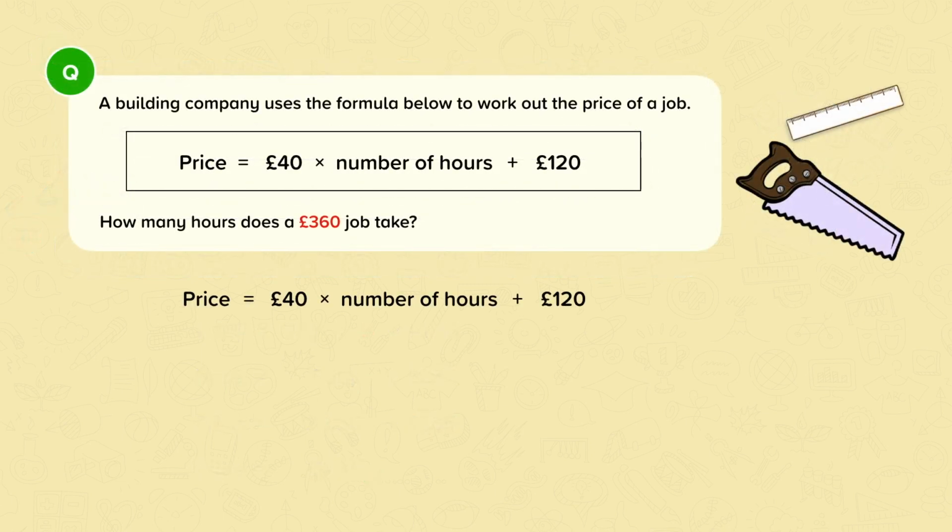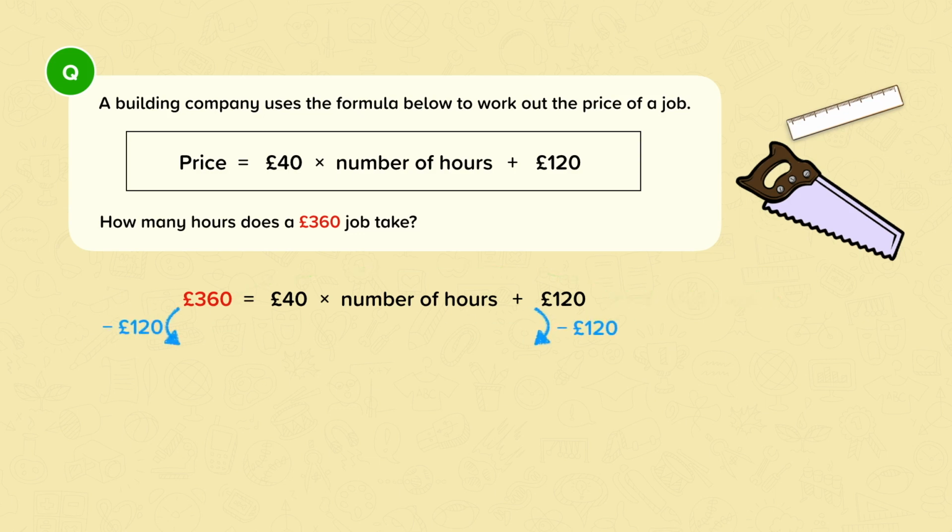A building company uses the formula below to work out the price of a job. Price equals £40 times the number of hours plus £120. How many hours does a £360 job take? So we know the price equals £40 times the number of hours plus £120. What we need to do is substitute in the price. So we have £360 equals £40 times the number of hours plus £120.